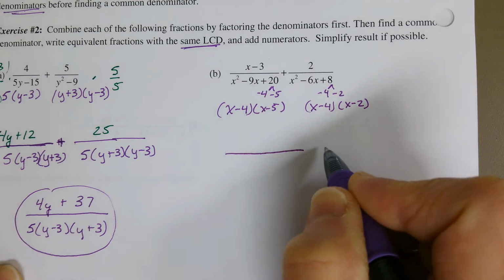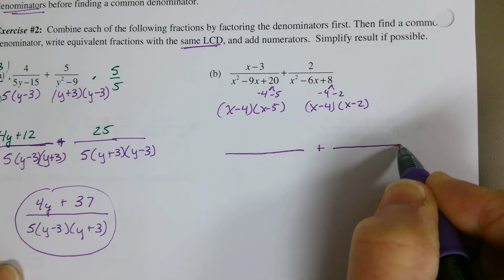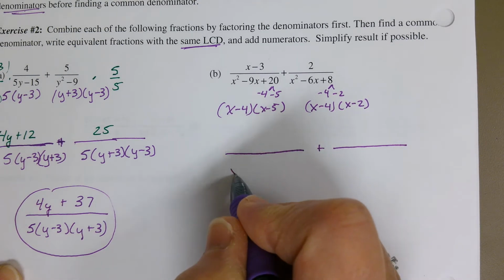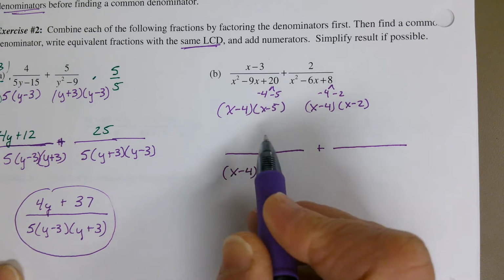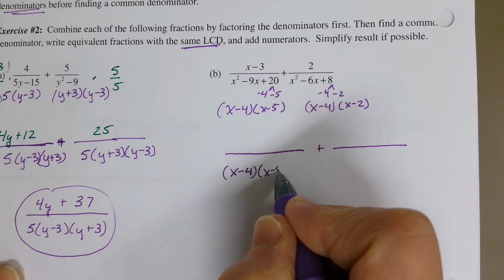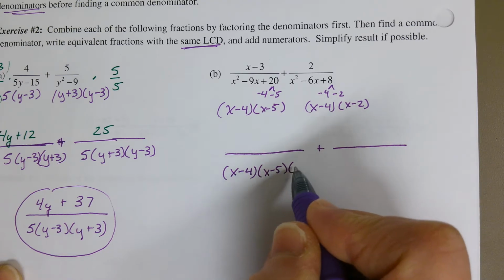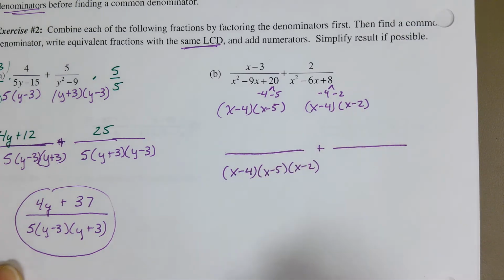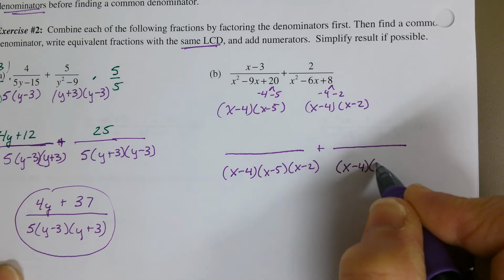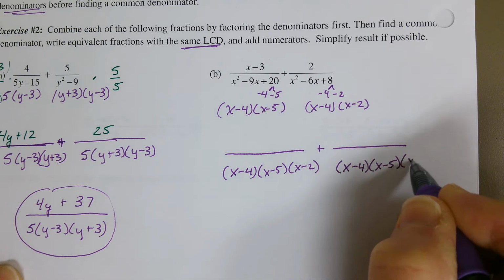Now we want to write our common denominator. So x minus 4, that occurs once in each. We need that. x minus 5 occurs once here. We need that. And the x minus 2, we need that. So x minus 4 times x minus 5 times x minus 2 is our common denominator.